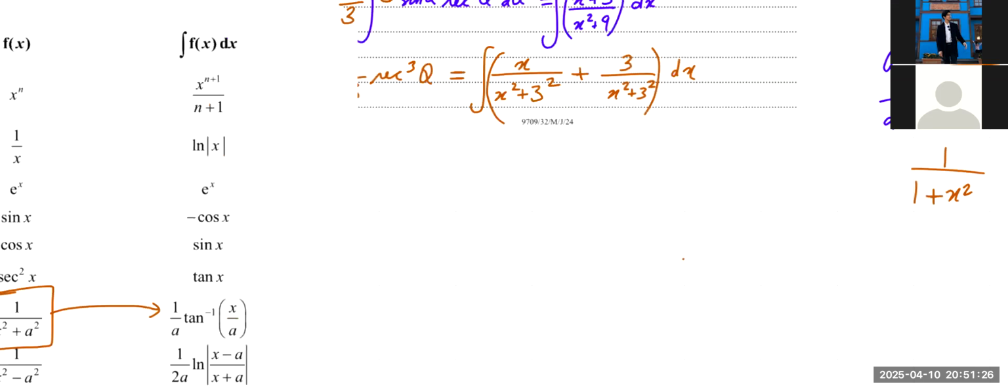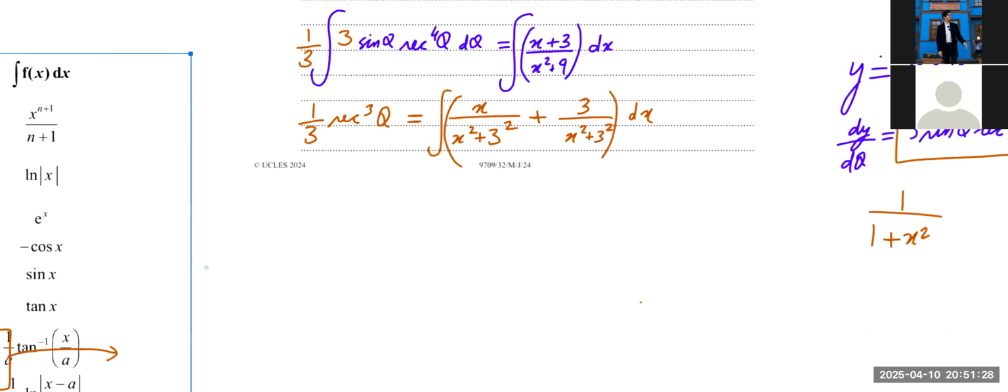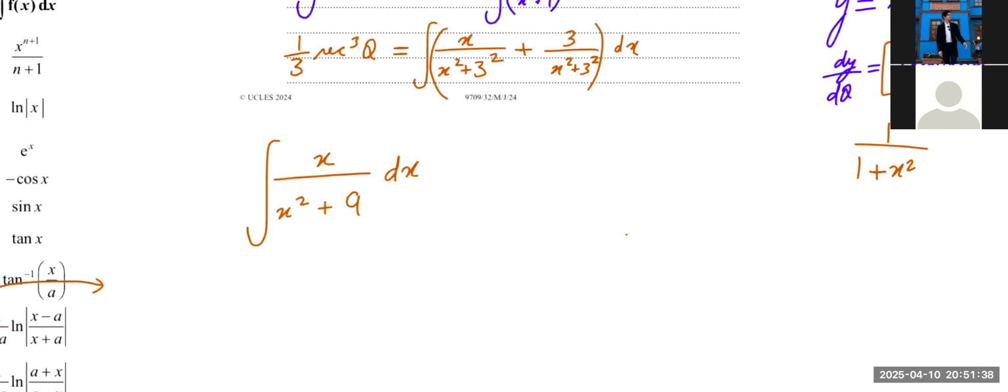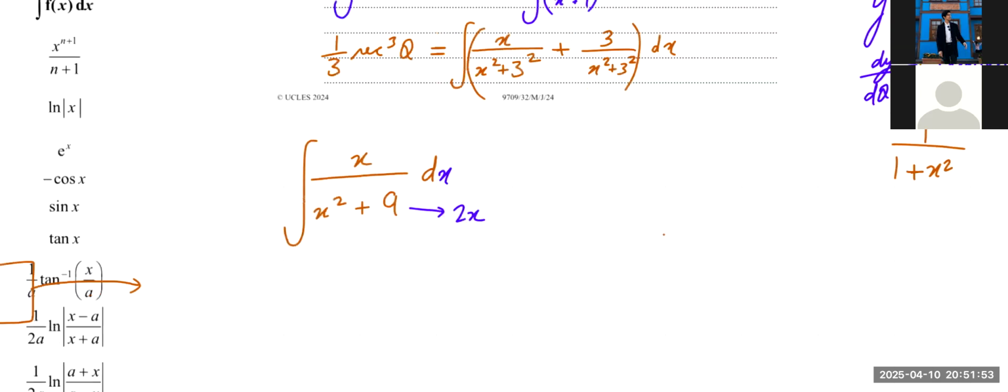A bit of a complicated one. Let me explain. The first one is not a trigonometric one. Let's look at each of these individually. X over x squared plus 9 dx. Do you agree that here the derivative of the bottom, what's the derivative of the bottom, by the way? 2x, right? And we have x at the top. If we had the derivative of the bottom at the top, do you remember that rule, that you can get the natural log directly?